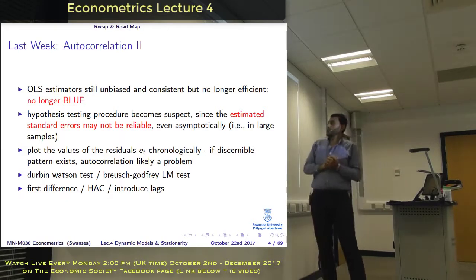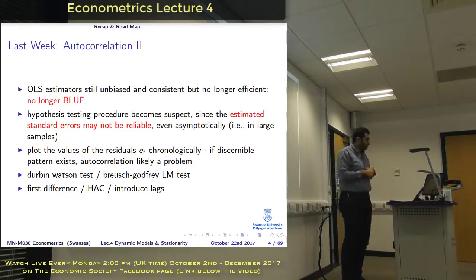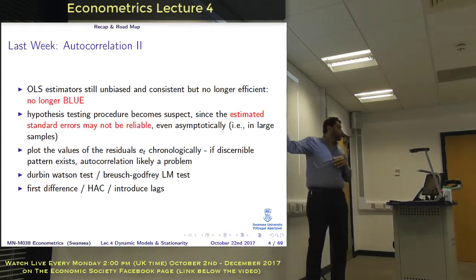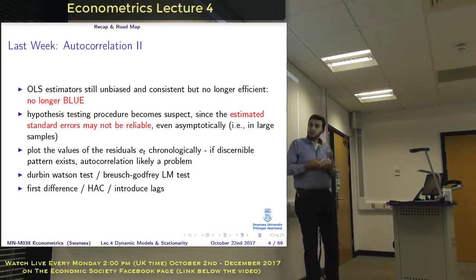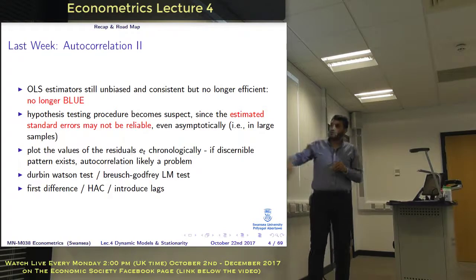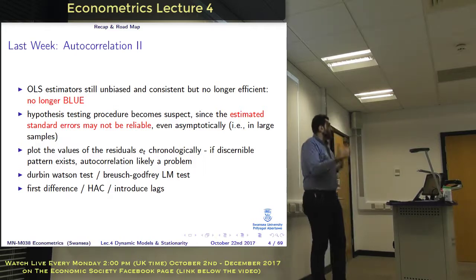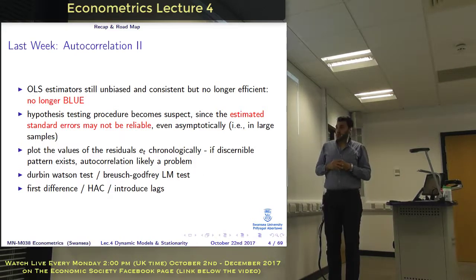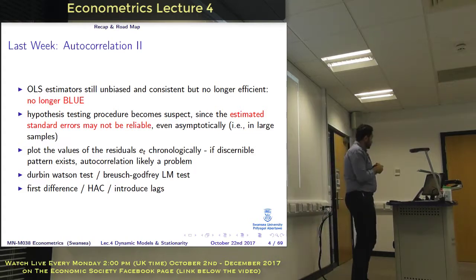Of course, the hypothesis testing procedure becomes suspect because the estimated standard errors may not be reliable, which means we can't rely on them. I showed you how to correct for this, but we'll come to this point later. To detect autocorrelation, you could plot the values of the residuals, and if you see any pattern, then you should probably suspect the presence of autocorrelation. Or you can do a Durbin-Watson test the same way we explained last week, or the Breusch-Godfrey LM test.